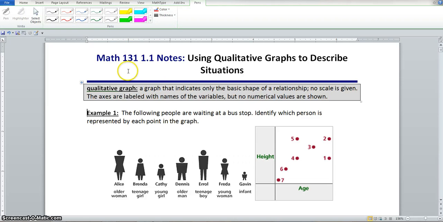Okay, class, we're about to start section 1.1, using qualitative graphs to describe situations. Now, a qualitative graph is a graph that indicates only the basic shape of a relationship. No scale is given. The axes are labeled with names of the variables, but no numerical values are shown. Okay, so basically this means no numbers are involved.